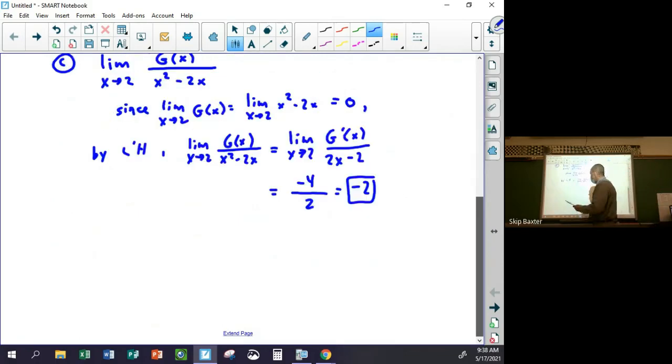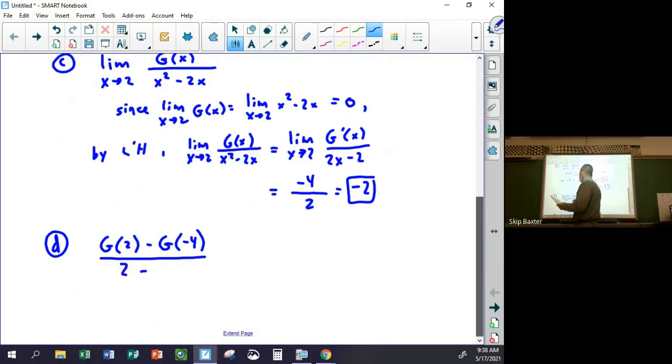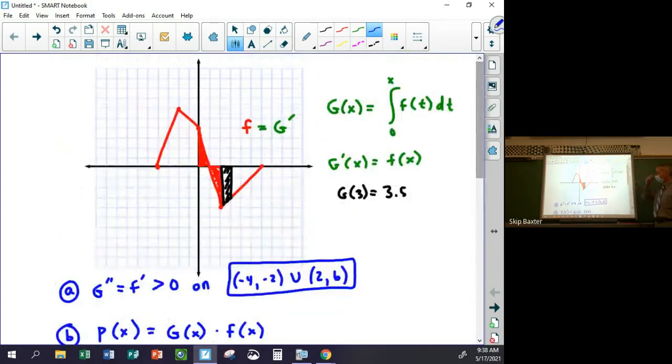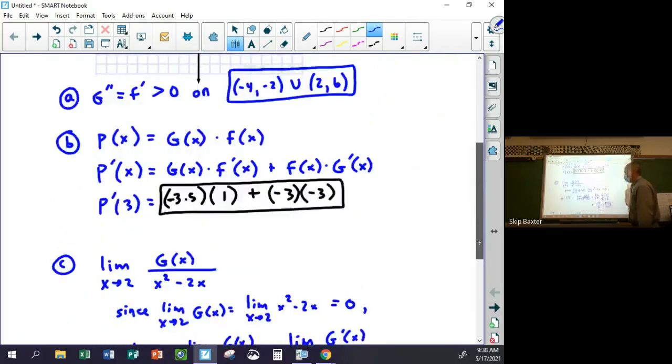D, find the average rate of change of g on the interval from -4 to 2. So that would be g of 2 minus g of -4 over 2 minus -4, right? So g of 2 is 0 again, right? Because it's the integral from 0 to 2. This is just 0.